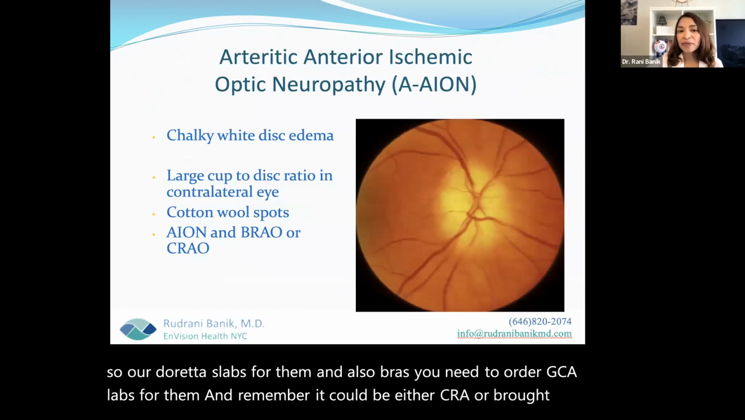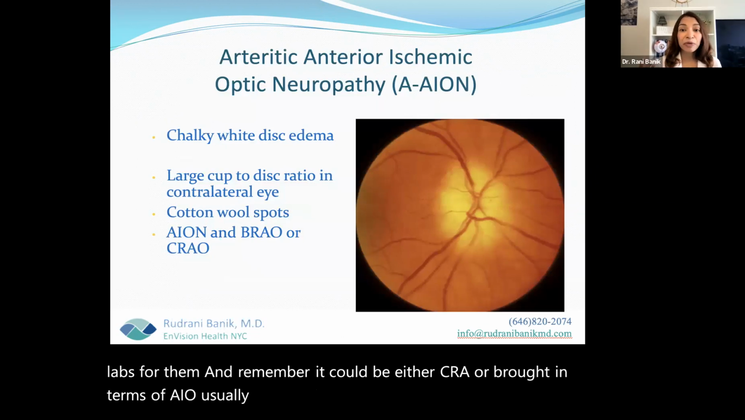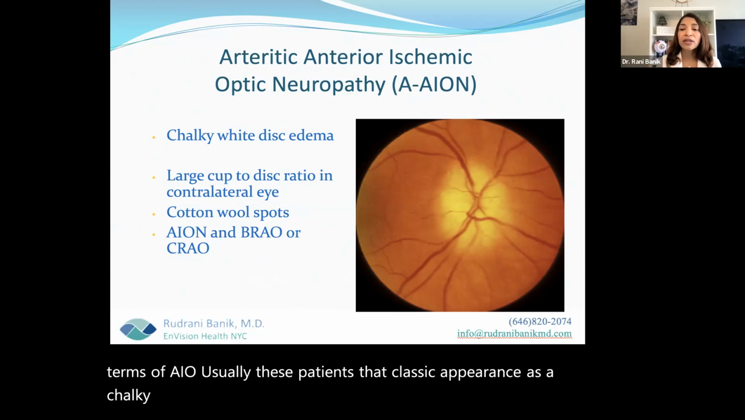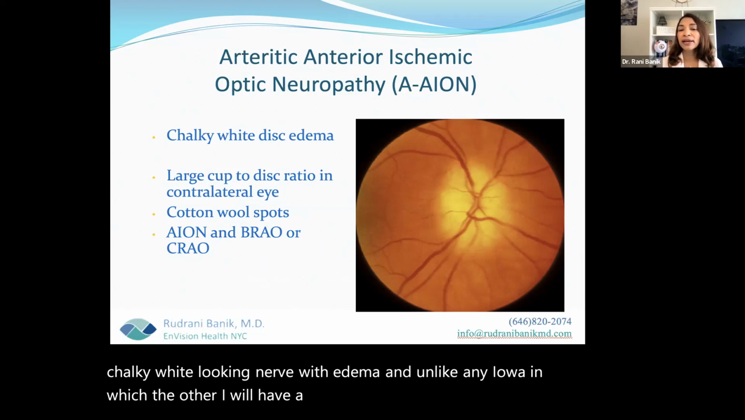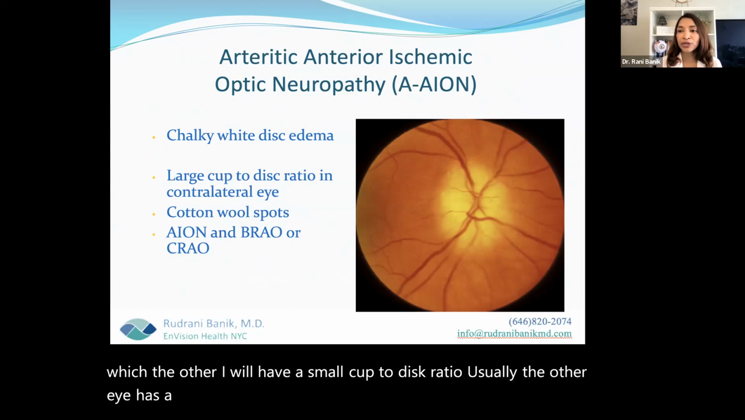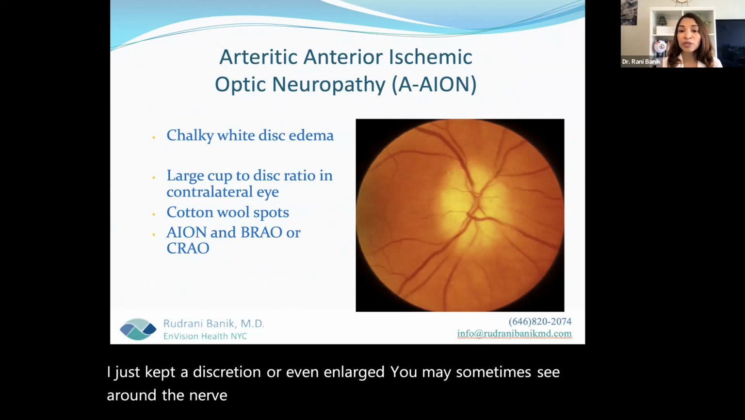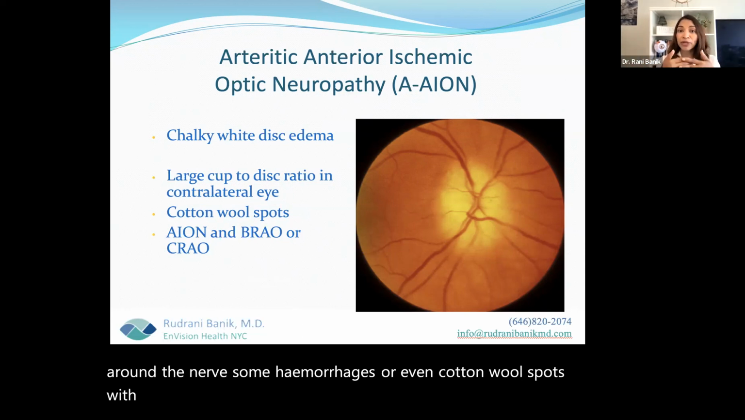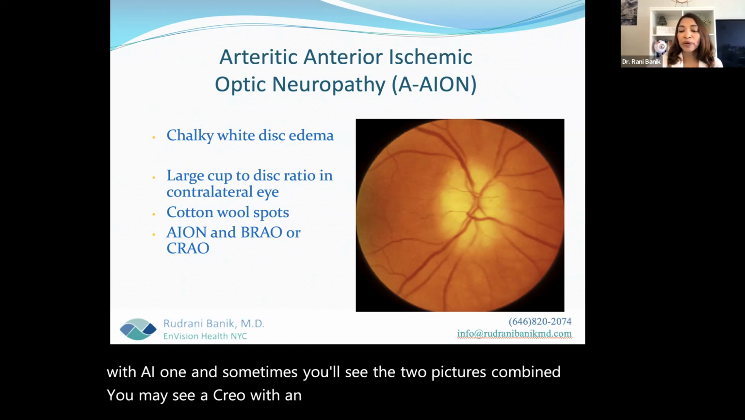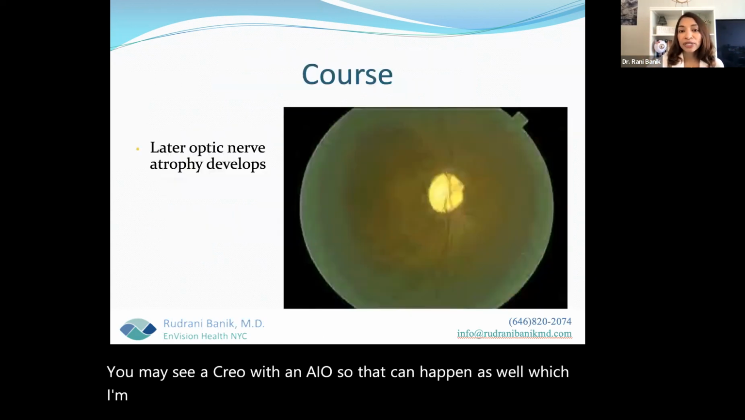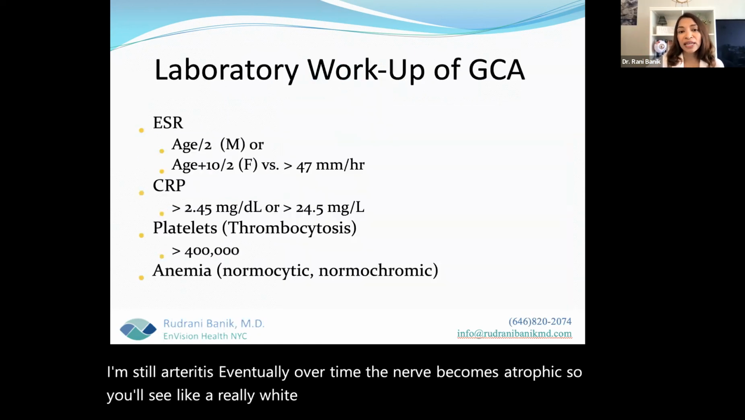In terms of AION, usually these patients, the classic appearance is a chalky white looking nerve with edema. And unlike NAION, in which the other eye will have a small cup to disc ratio, usually the other eye has a normal cup to disc ratio or even enlarged. You may sometimes see around the nerve some hemorrhages or even cotton wool spots with AION. And sometimes you'll see the two pictures combined. You may see a CRAO with an AION. So that can happen as well with giant cell arteritis. Eventually, over time, the nerve becomes atrophic. So you'll see like a really white, pale nerve with very attenuated vessels.